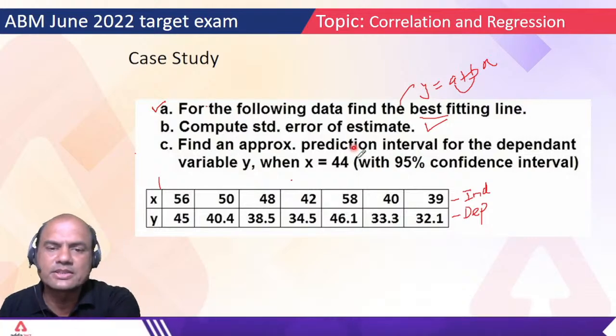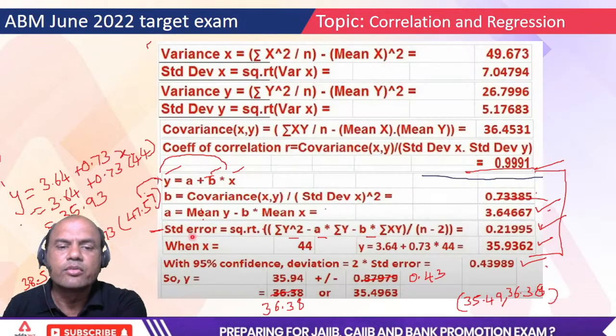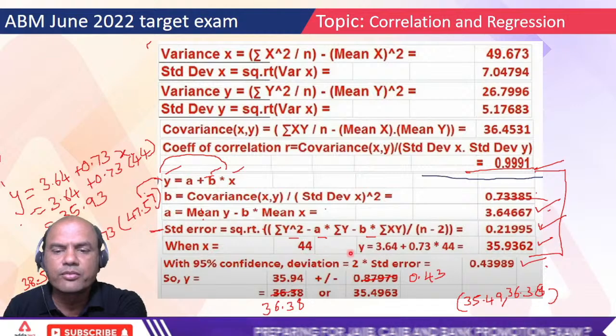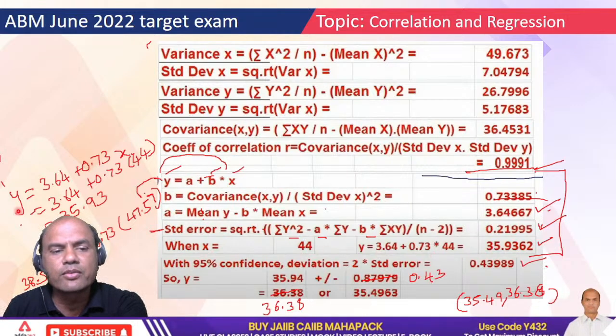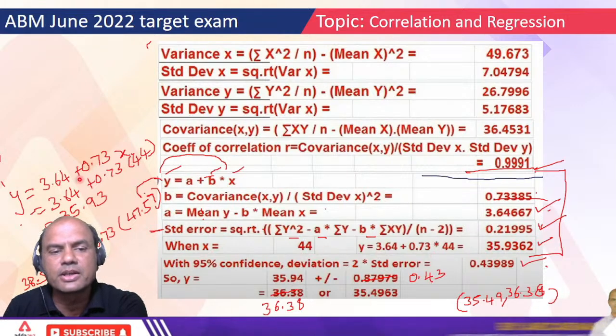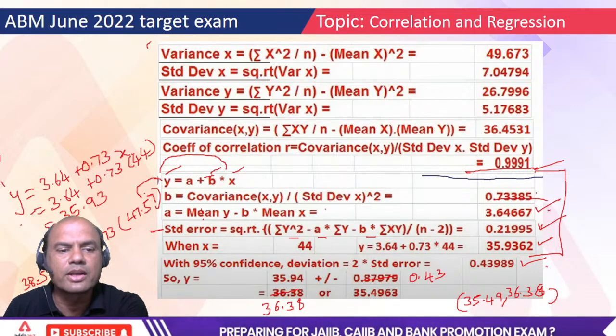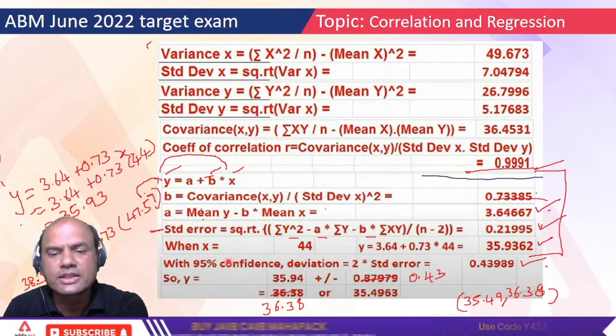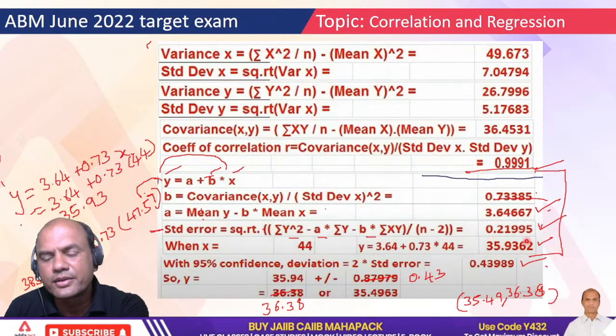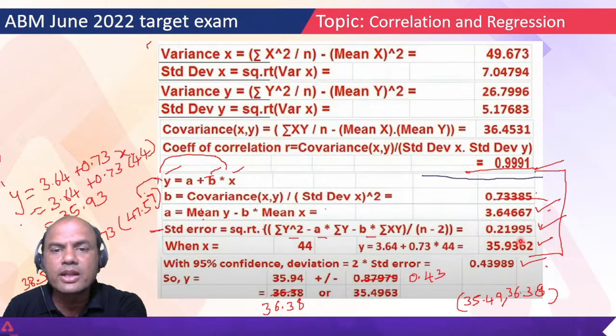C is very easy. Why? See this. When x equals 44, we have to find y, but we know the equation: y equals 3.64 plus 0.73 into x. Put the value 44 and you get 35.93. So this is the value of y.